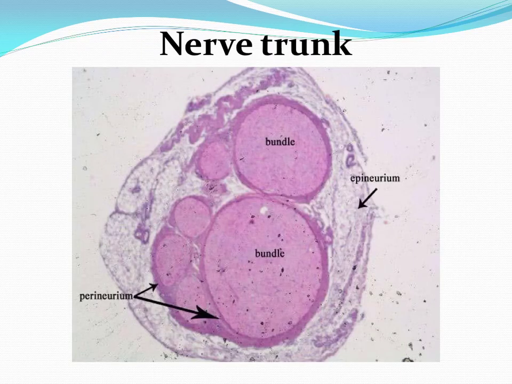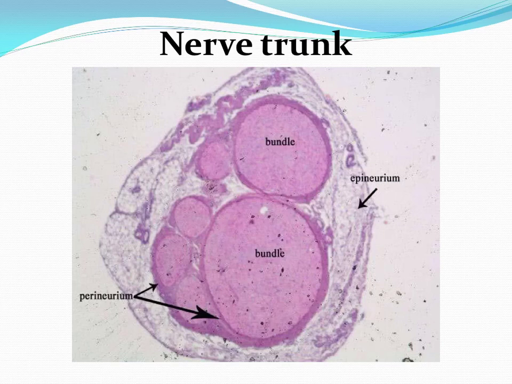This is a very easy picture for a transverse section in the nerve trunk. We all know that the nerve trunk is formed of bundles of nerve fibers, and these nerve fibers are myelinated nerve fibers. It is supported by a connective tissue covering the whole nerve trunk called epineurium. It is an ordinary connective tissue called epineurium.